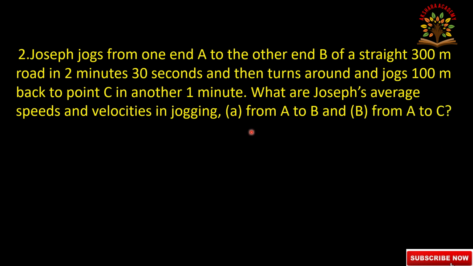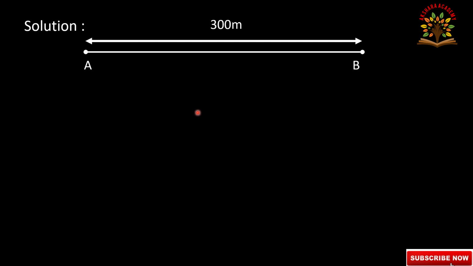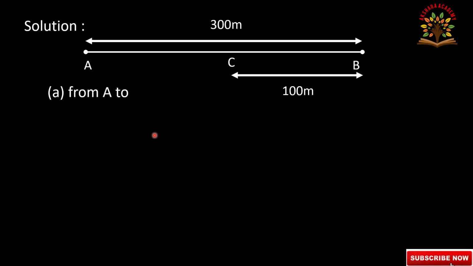This is the question. Now come to the solution. Joseph jogs from one end A to other end B of a straight line, distance 300 meters. Here is a point A and here is a point B. Road in 2 minutes 30 seconds. Then jogs 100 meters back to point C in another 1 minute. We are calculating average speed and average velocities.